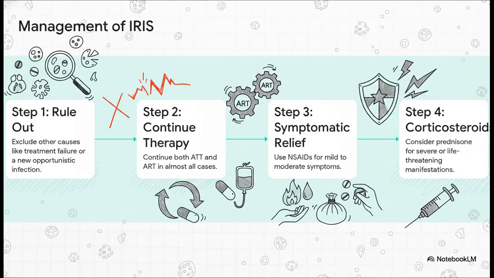So how do we handle it? Well, first things first, you have to rule out other problems like drug resistance or a brand new infection. Then, and this is the most important point, I really want you to hear this, you continue both the ATT and the ART in almost every single case. Stopping therapy is the wrong move. You treat the inflammation with things like NSAIDs, and for the really severe, life-threatening cases, you bring out the big guns, corticosteroids like prednisone to calm that immune response down.